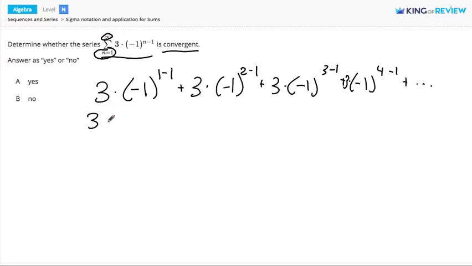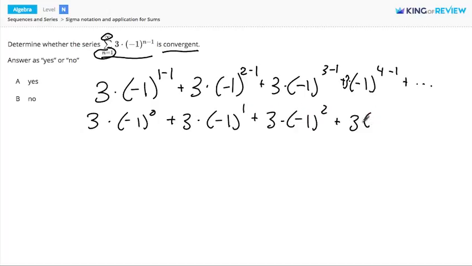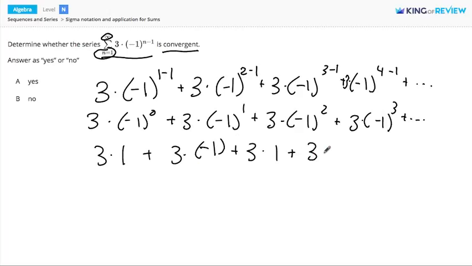1 minus 1 gives us a power of 0. 2 minus 1 gives us a power of 1. 3 minus 1 is 2. And 4 minus 1 is 3. So let's see. Negative 1 to the 0 power, just like any number to the 0 power, is 1. Negative 1 to the first is negative 1. Negative 1 squared is positive 1. Negative 1 to the third is negative 1. And so on. So we get 3 plus negative 3 plus positive 3 plus negative 3, and so on.